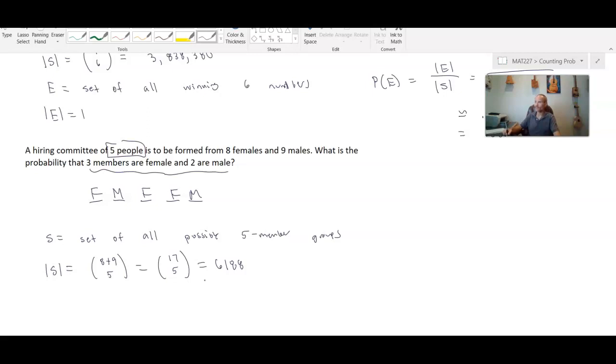Again, no repetitions are allowed. The order in which these happen is not specifically of importance. So we now need to look at the event space. So the event space is the outcomes, the set of all possible 3 female and 2 male groups that we can create.